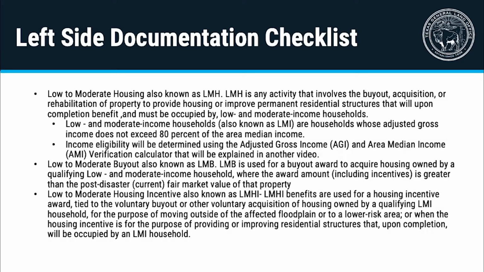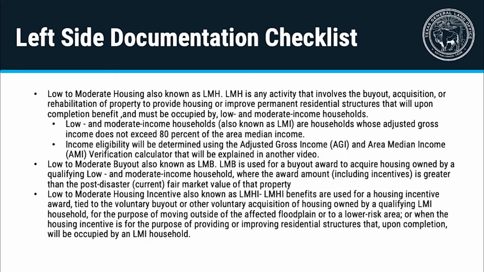Income eligibility will be determined using the adjusted gross income, AGI, and area median income verification calculator that will be explained in another video. Low to moderate buyout, also known as LMB. LMB is used for a buyout award to acquire housing owned by a qualifying low and moderate income household where the award amount, including incentives, is greater than the post-disaster or current fair market value of that property. Low to moderate housing incentive, also known as LMHI.